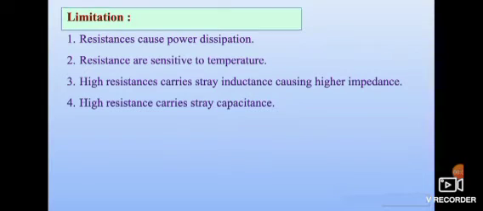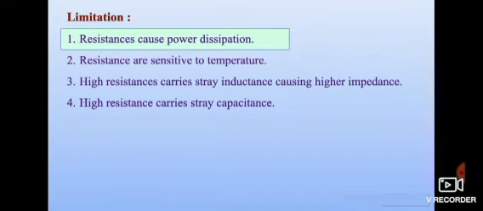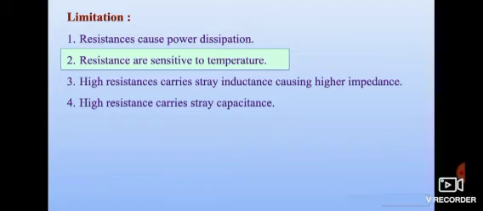The limitations of this circuit are as follows. Resistances cause power dissipation. We already know resistances are sensitive to temperature. High resistance carries stray inductance causing higher impedance. High resistances carry stray capacitance. These are the limitations of this circuit.